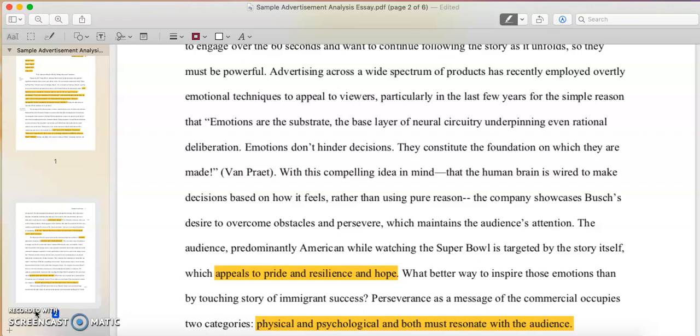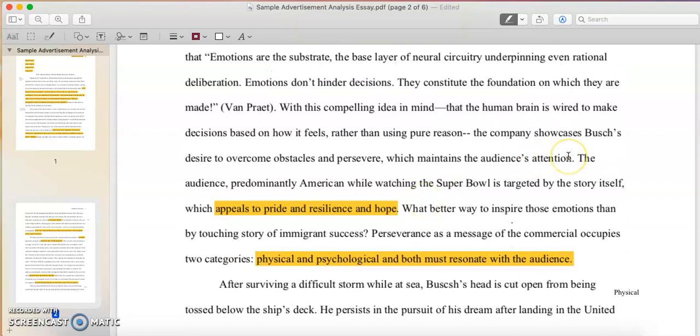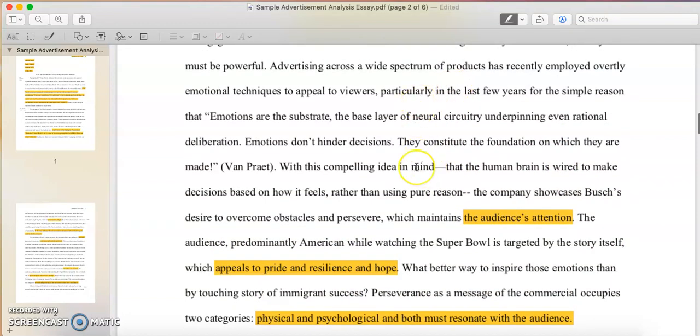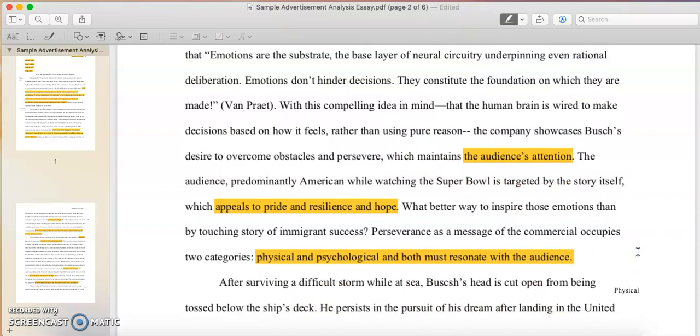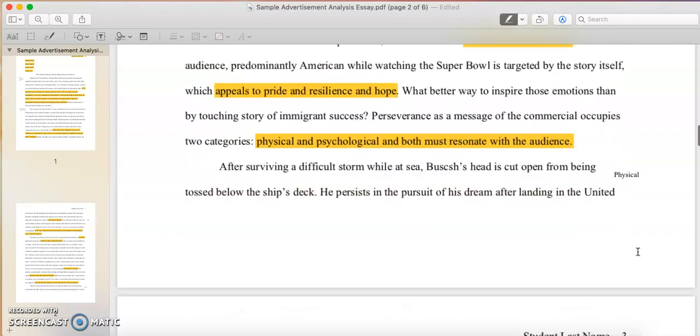So the first thing I want to draw your attention to about this you problem is this follow-up to a quotation that I used about emotions back at the second page of the paper. So with this compelling idea in mind that the human brain is wired to make decisions based on how it feels rather than using pure reason, the company showcases Bush's desire to overcome obstacles and persevere, which maintains the audience's attention. So instead of saying, which maintains your attention, meaning the attention of the audience, just say the audience, because you, the reader, are a different person than you, the audience viewing the Super Bowl, or you, the audience that's relevant in the context of this particular quotation. So the audience is a way to refer to you in a paper like this.